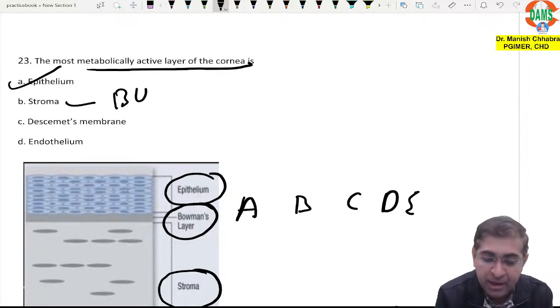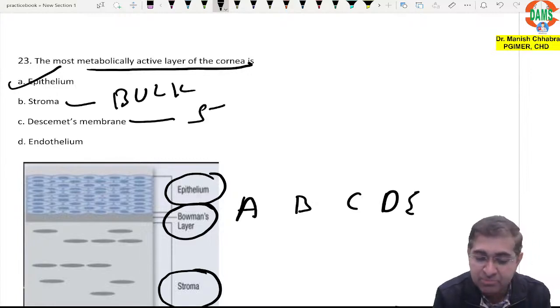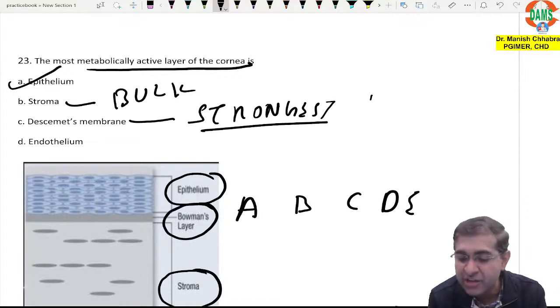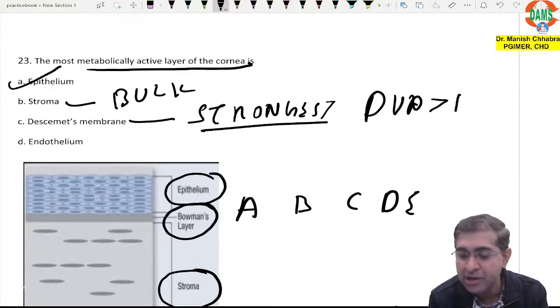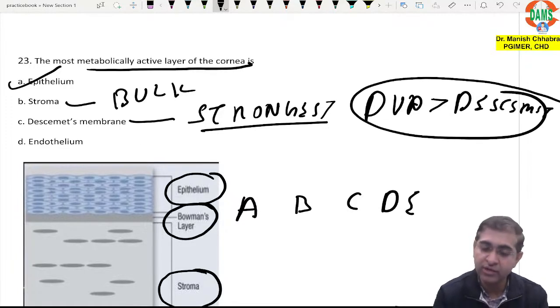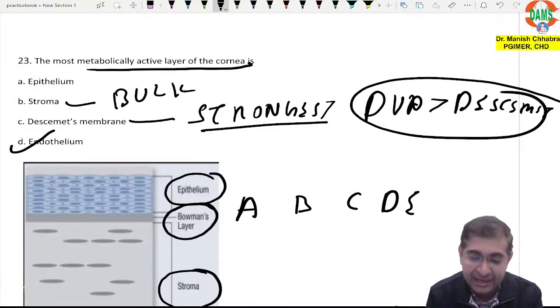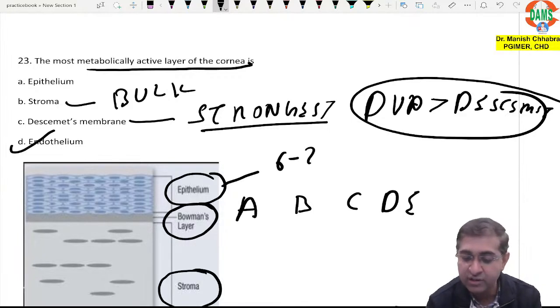Stroma forms the bulk of the cornea. Descemet's membrane is the strongest layer. If Descemet's and Dua's are both given, you are going to pick Dua's over Descemet's. This is a recent change. Dua's over Descemet's as strongest. Endothelium, no, not epithelium, endothelium. Yes, epithelium is the superficial-most layer, and it consists of 6 to 7 layers of epithelial cells.